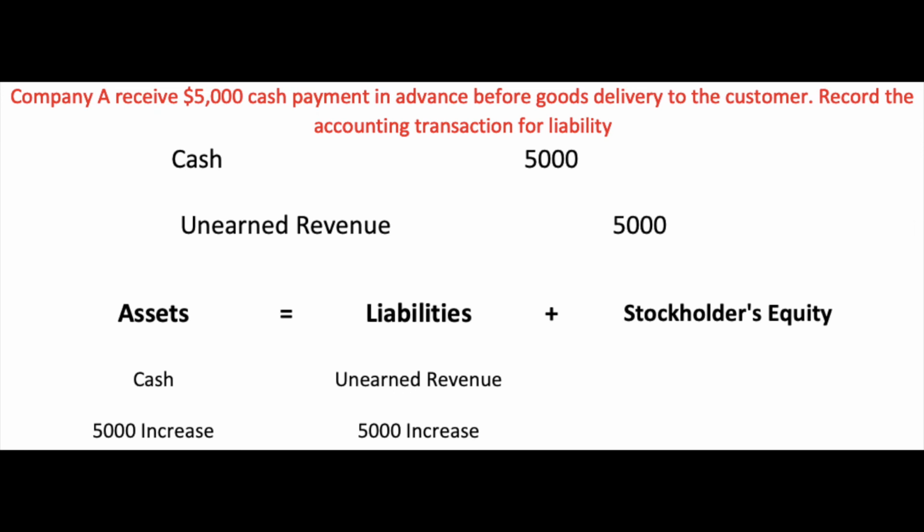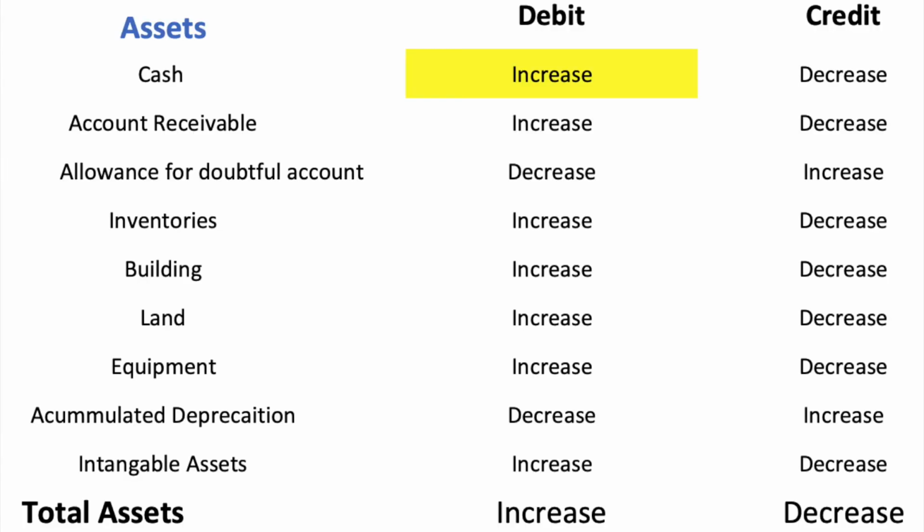11. Company A receives a $5,000 cash payment in advance before goods delivery to the customer. Record the accounting transaction for liability. The liability is recorded by debiting cash, and crediting unearned revenue for $5,000. Assets increase by $5,000, and liabilities are increased by the $5,000. In this transaction, cash and unearned revenues are increased in the balance sheet.